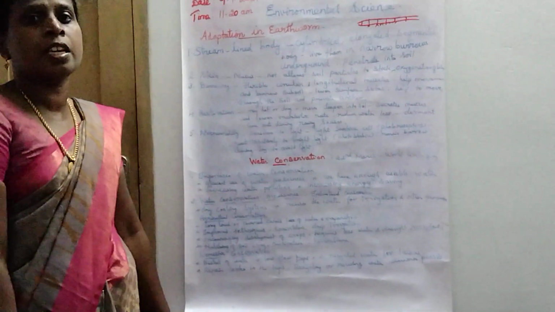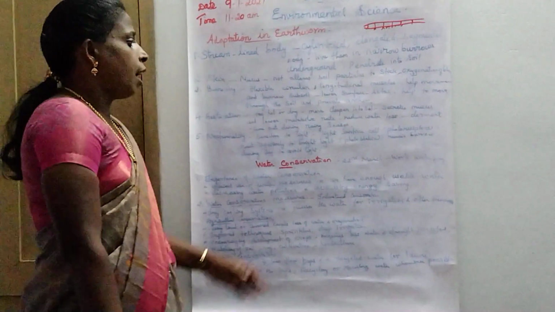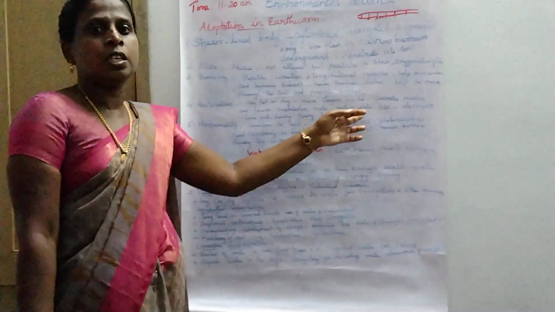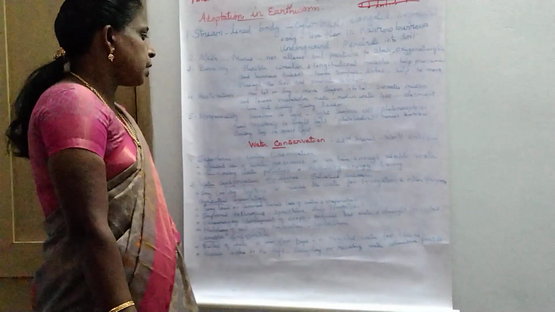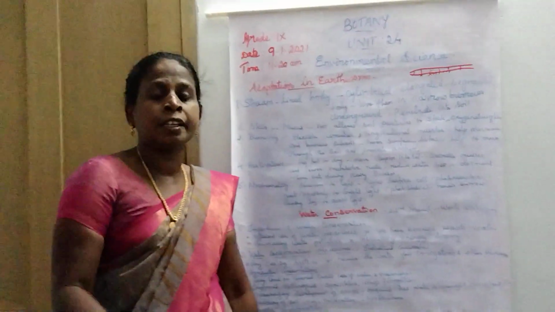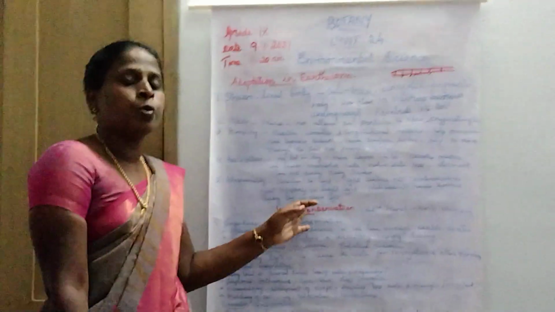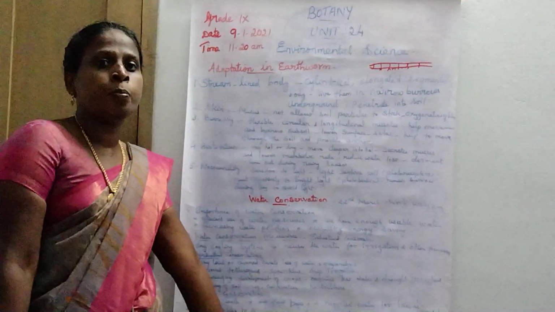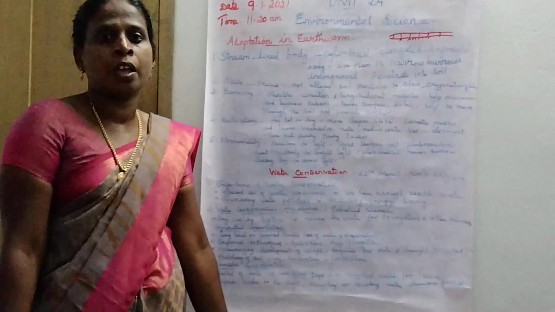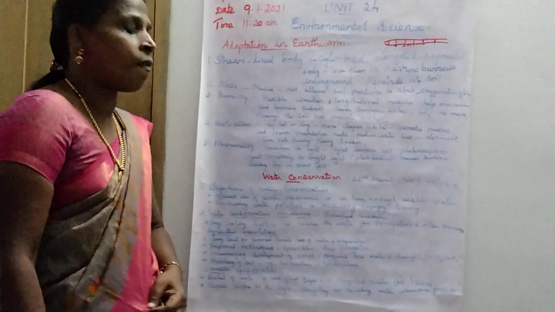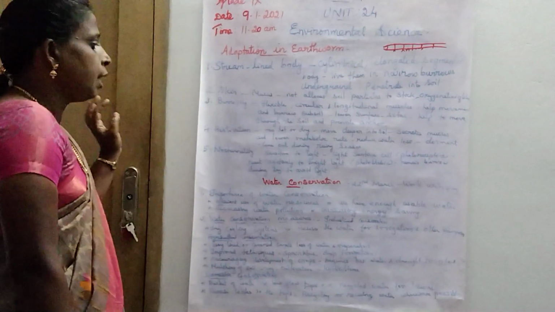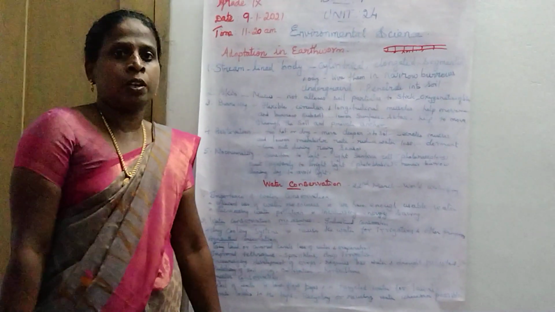Nocturnality: the skin is sensitive to light, and the skin consists of light sensitive cells. They are called photoreceptors, but it reacts negatively to bright light, so that it can move deeper into the soil during daytime to avoid light. That is the adaptation in earthworm. Okay, students.